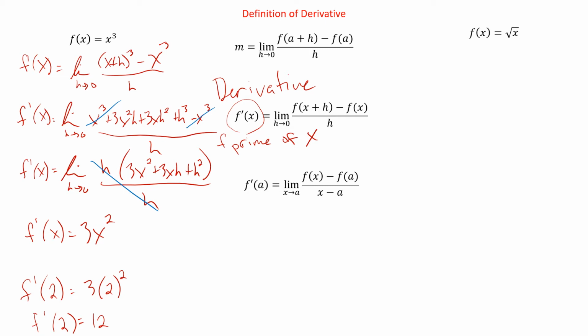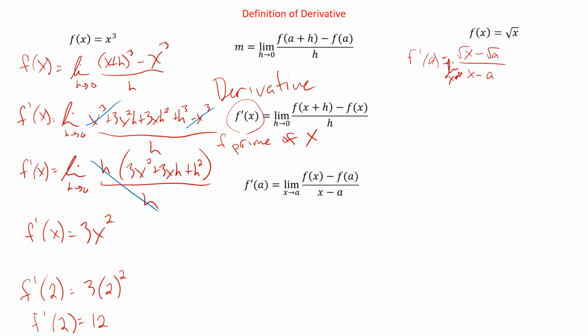Let's let f of x equal root x. So we'll go f prime of a is going to be the limit as x goes to a of root x minus root a over x minus a. Well, if we just plug this in, we're still going to get 0 over 0. Oh, I forgot the limit. So if we plug in a, we're going to get 0 over 0. So we have to do something factoring here.